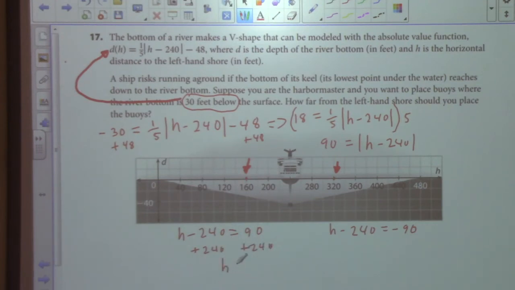So Marcus, you say 330, is that right? Yep. And then over here, we get 150. Does this match what Randy estimated earlier? About. Pretty close, yeah. Good job, Randy.